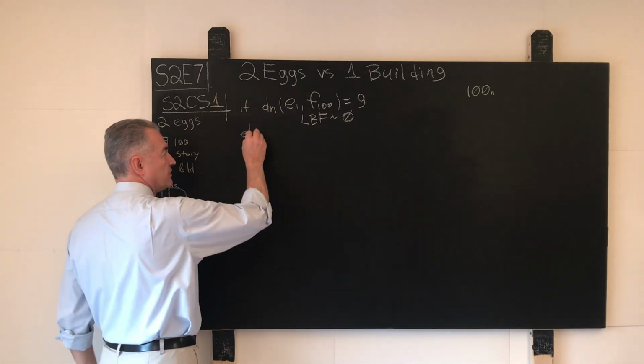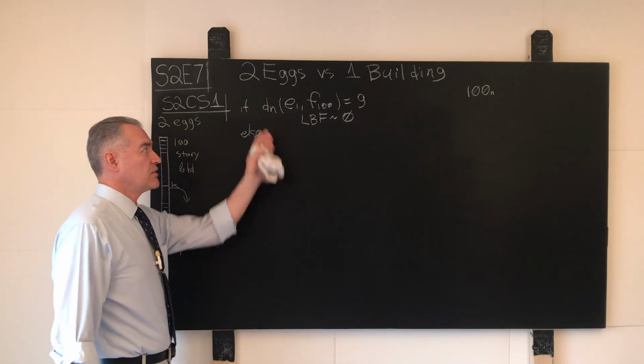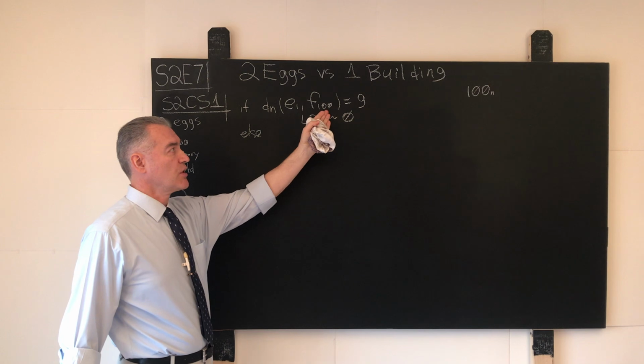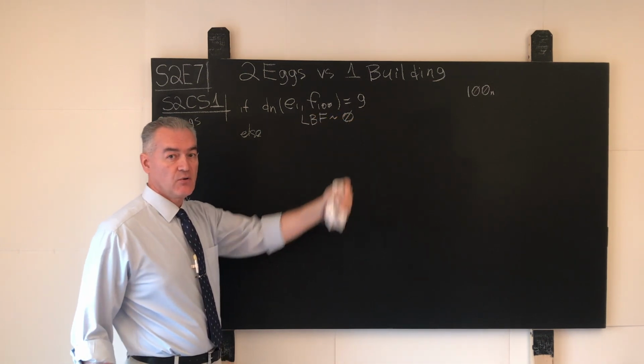Else, if the drop number n of the egg number 1 from the floor 100 is bad, the egg did break. Then what does that mean?